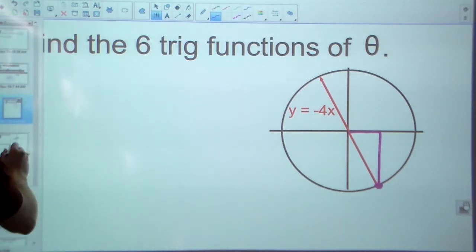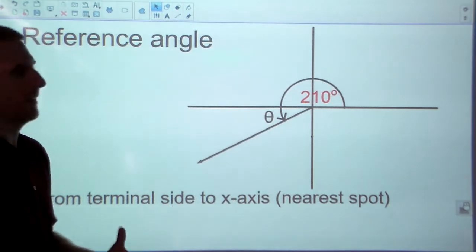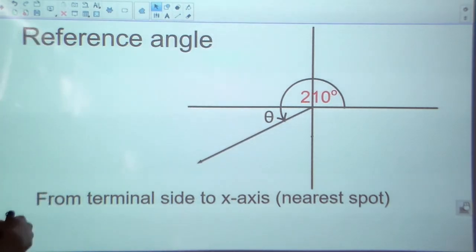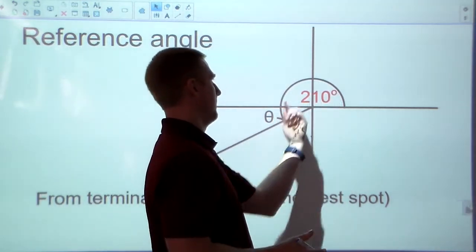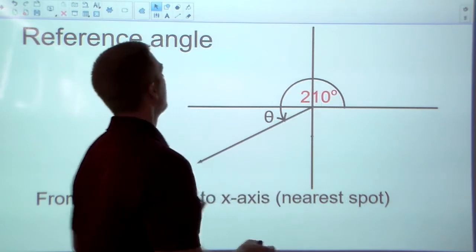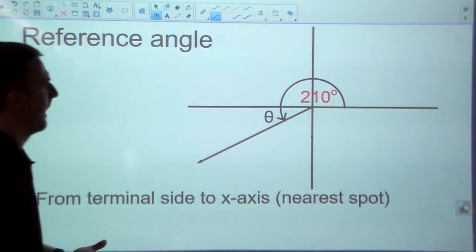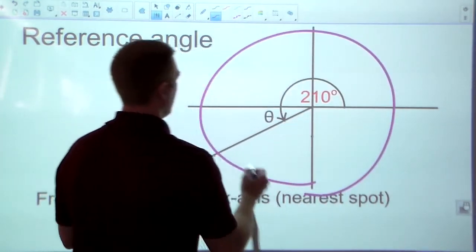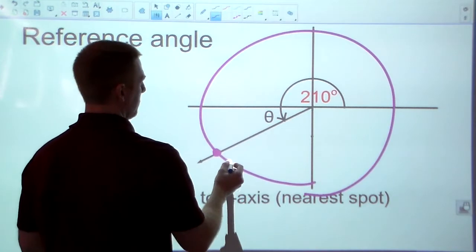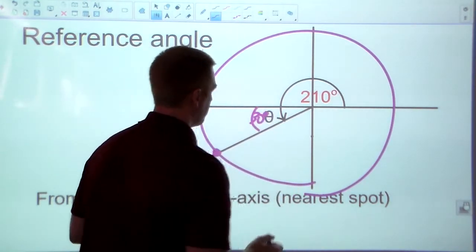Next slide I'll talk about something called a reference angle. Again, this is something that's come up before. I've mentioned it, and I'm just going to reiterate it. So when you've got an obtuse angle, say 210 degrees, well that lands right here. If you think about where it would lie on the unit circle, let's sketch a quick unit circle on here. That would lie here at the same point as if it was a 30-degree angle.